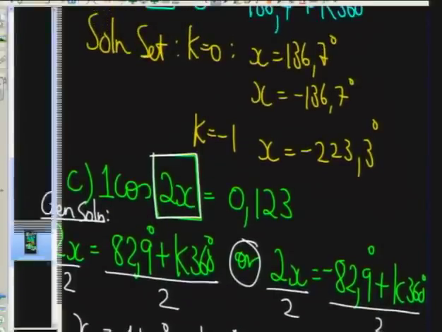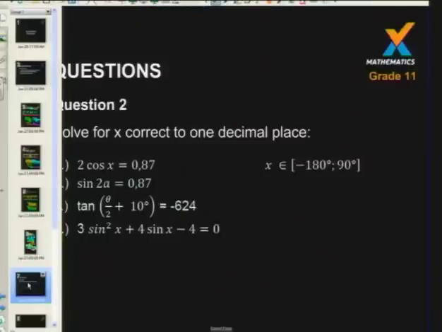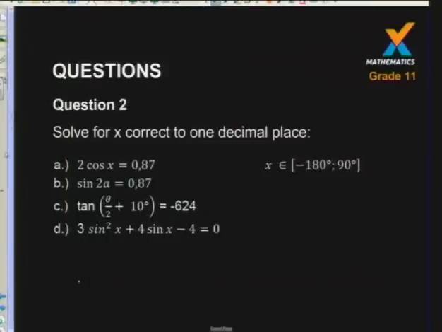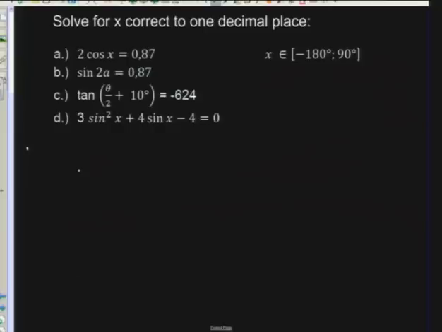Now, let's go on to another slide. Okay, so this example, 2 cos x equals 0,87, we would have divided it by 2. The sine, what would happen there? Let's see if we can just extract this one there.